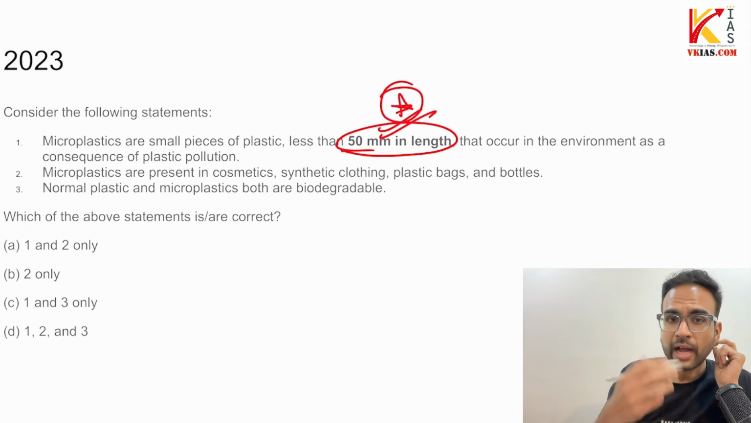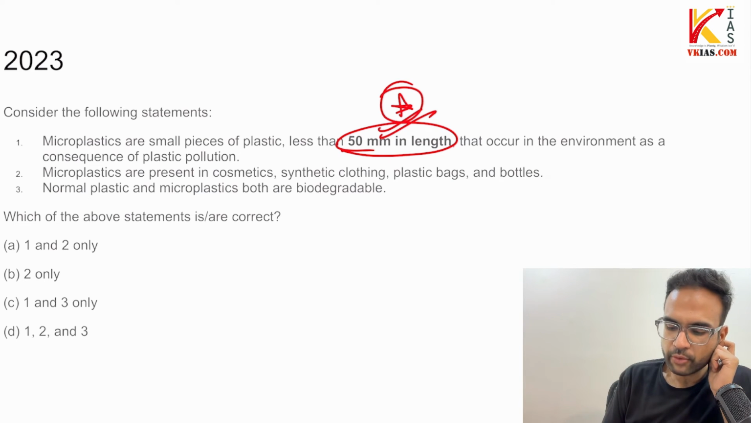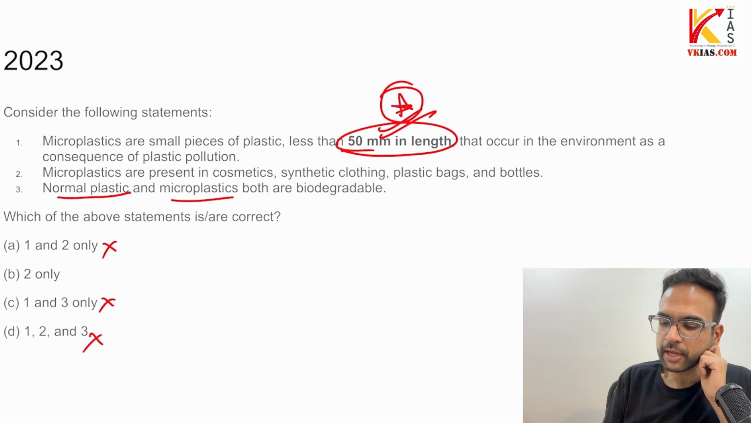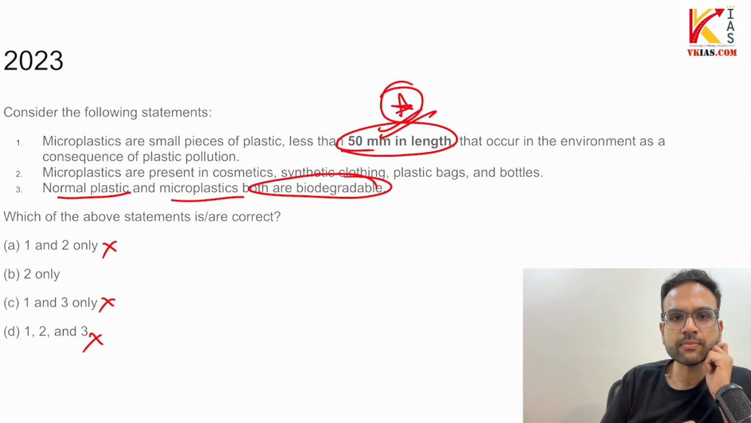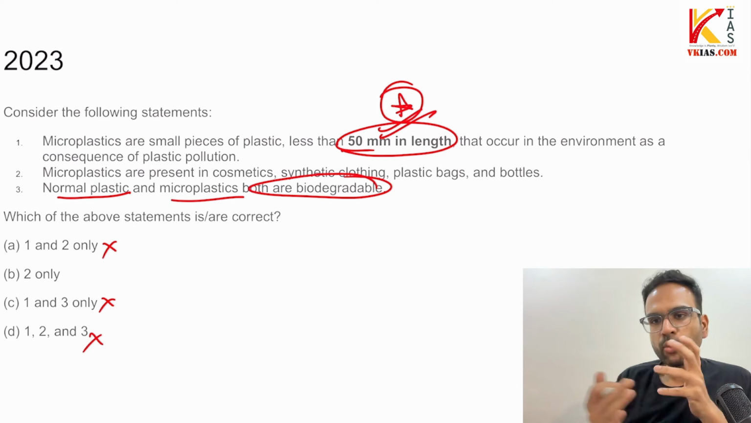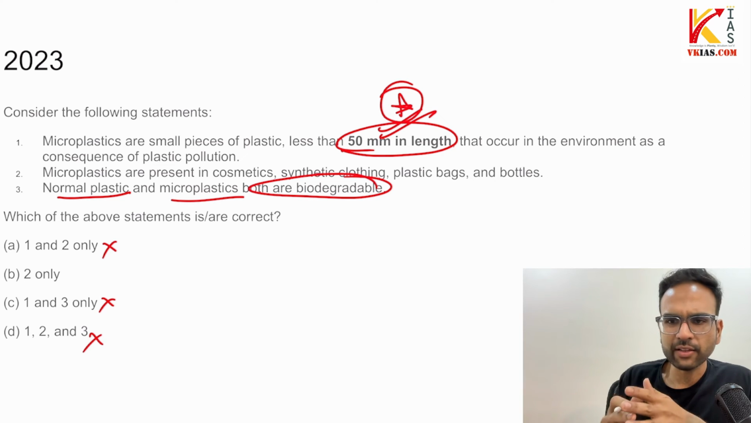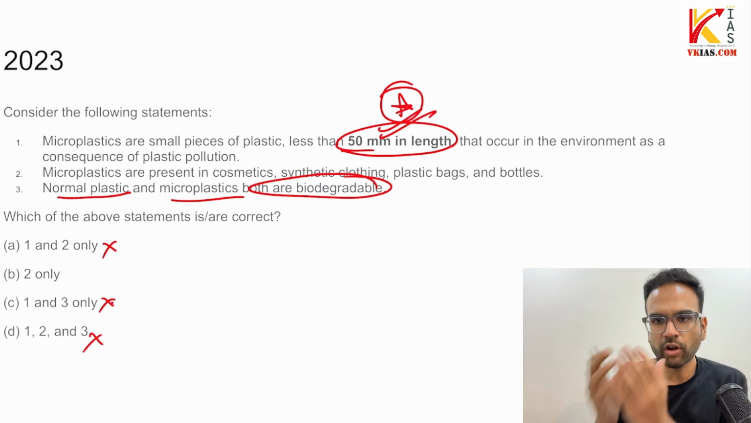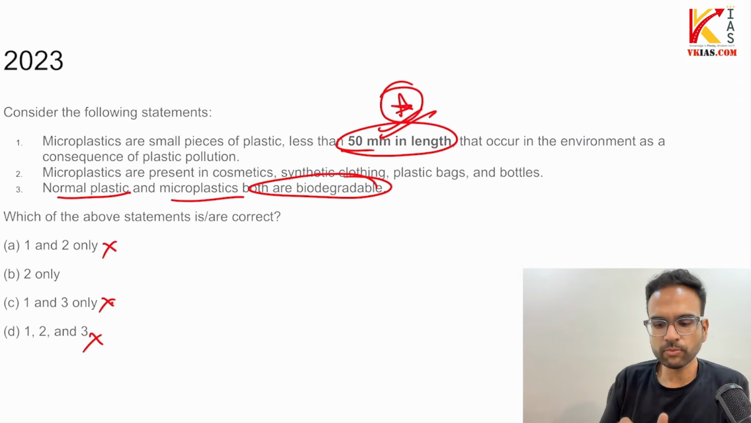Okay. Again, if you are not sure, let's say if you remove the first option, you're only left with one option. But even in that case, if you're not sure, take a look at this. Normal plastic and microplastics both are biodegradable. If that is the case, this whole video is no longer an issue. There is no need for this kind of a video. If you remove that, you are still left with two options. So you can pretty well guess with your commonsensical understanding of this topic, questions like this.